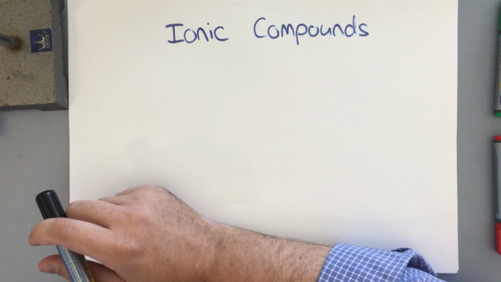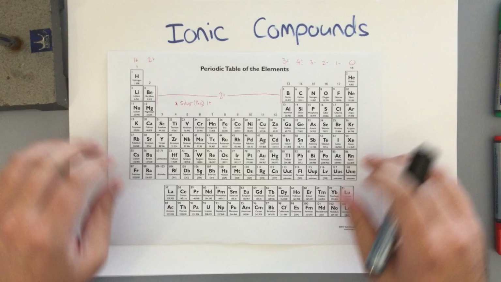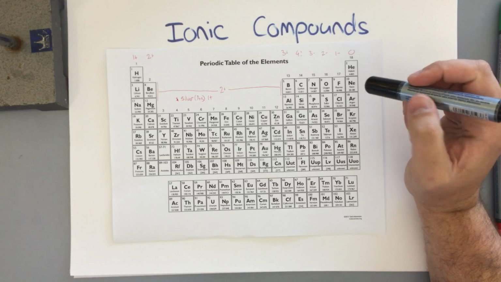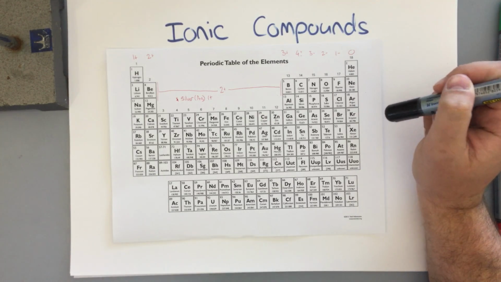Let's go right back to the beginning. And to understand ionic compounds, we need to understand our periodic table. Now this one I've just labelled quickly, just with the things we need to know to balance ionic compounds.